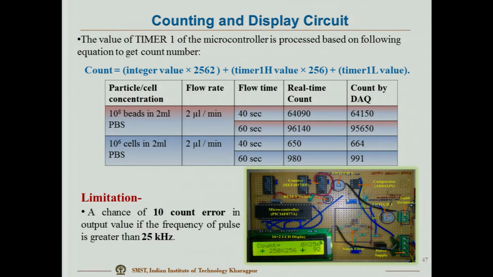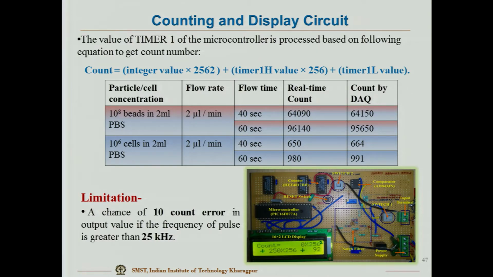And these are some of the results. The particle or cell concentration we have taken is about 10 to the power 8 beads in 2 ml PBS solution. Okay. And the flow rate was about 2 microliter per minute. Flow time is 40 seconds or 60 seconds. The real time count is this, and through the DAQ it was like this. So, more or less we found similar results with the real time count and through the DAQ.